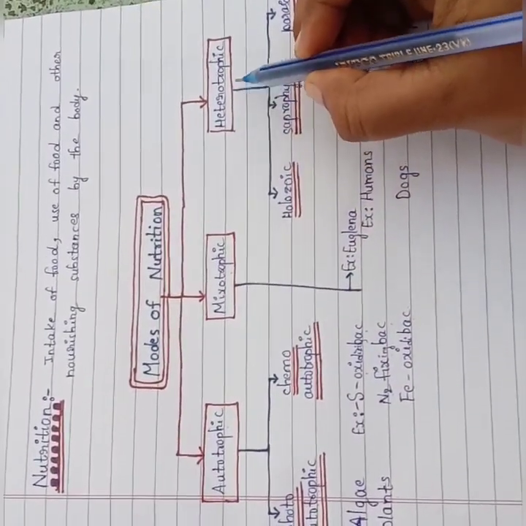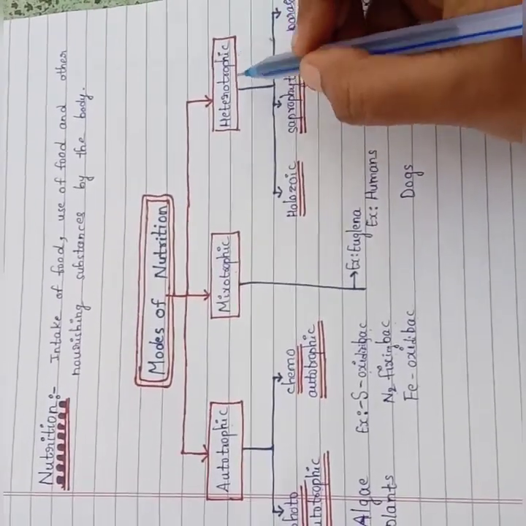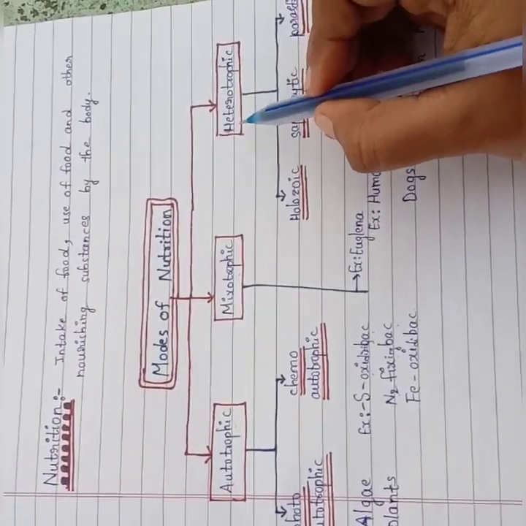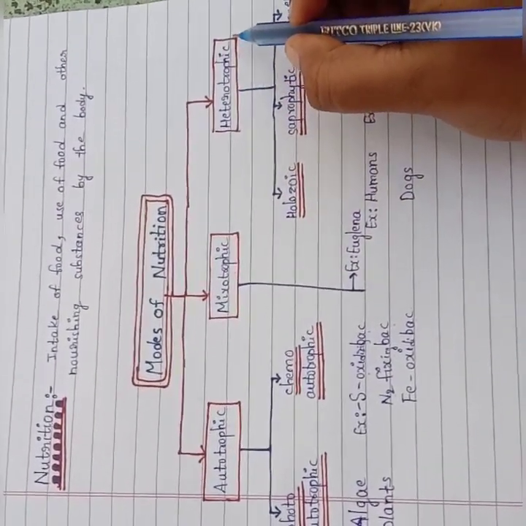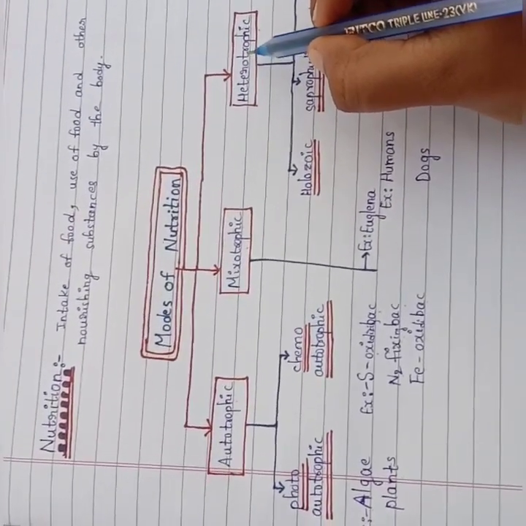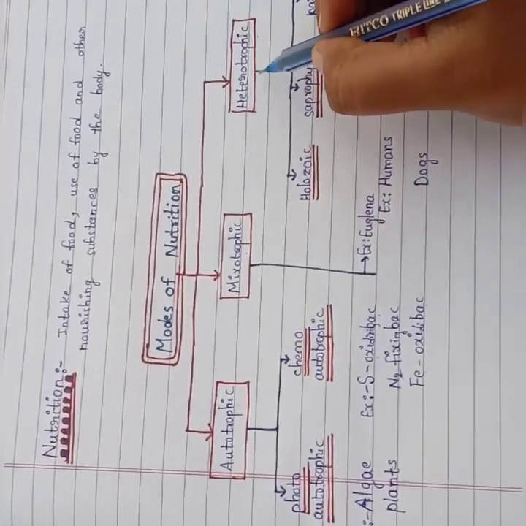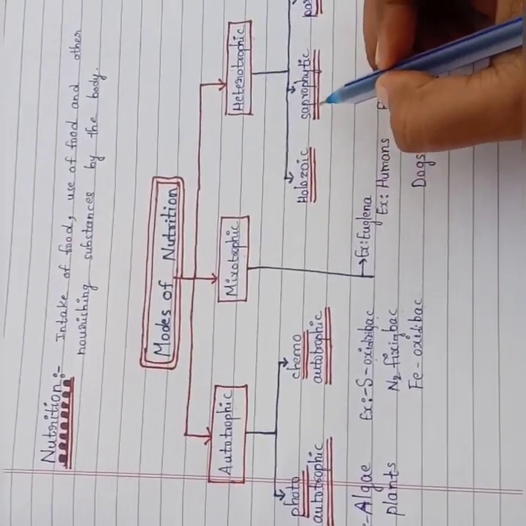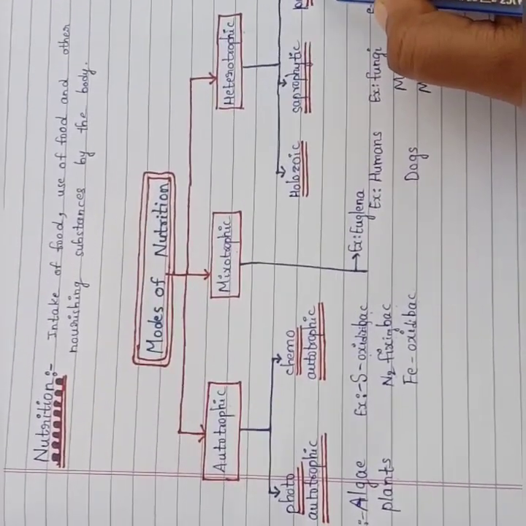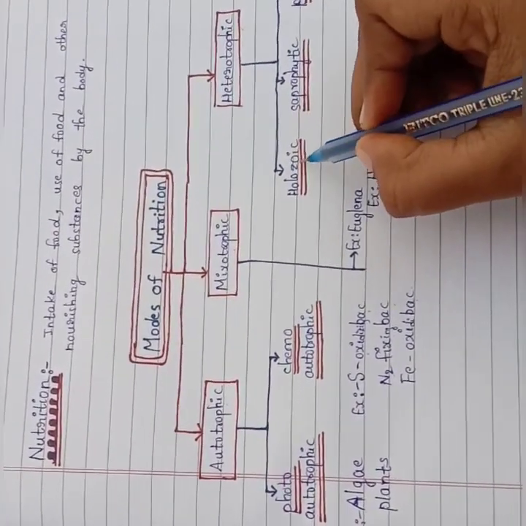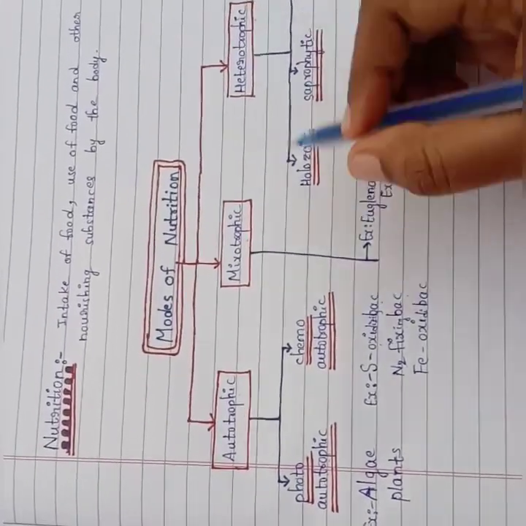Now, in the case of heterotrophic nutrition, let us first discuss what it is. It is the type of nutrition in which the organisms are dependent on other organisms for their food. It can be divided into three types: holozoic, saprophytic, and parasitic. Let us see what is holozoic nutrition, what is saprophytic, and what is parasitic nutrition.